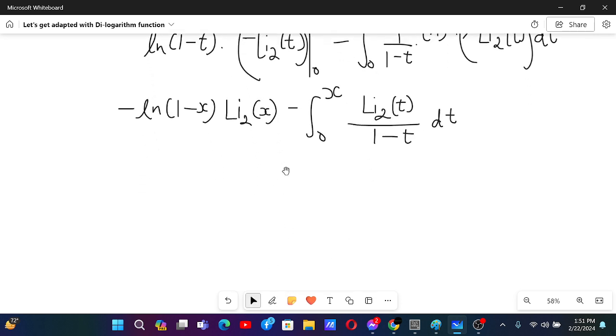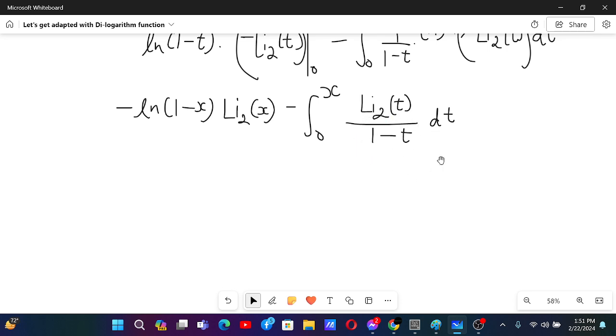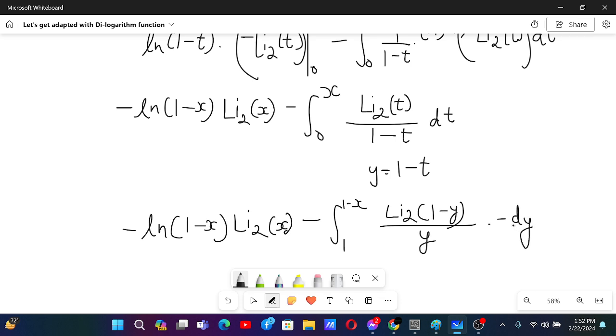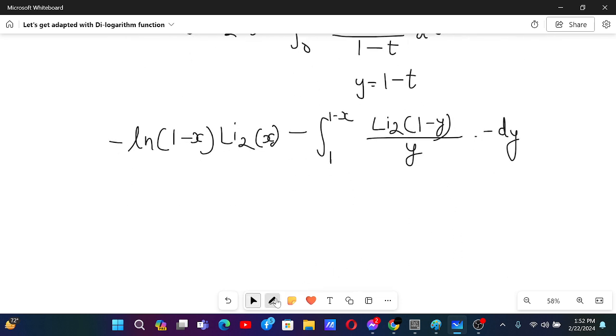Okay, so now basically we need to have just t in the denominator, because only then we will be able to use the same form again. So for that we will substitute y as 1 minus t, and then try to solve it. We will have minus ln of 1 minus x, Li2 of x, and then now with the substitution this will be from 1 to 1 minus x, and then Li2 of, now this will be 1 minus y by y times minus dy. Now we can use the minus sign to reflect the integral, and this can also be taken in terms of Li2 of y using Euler's reflection formula for logarithms, and that will not be too hard.